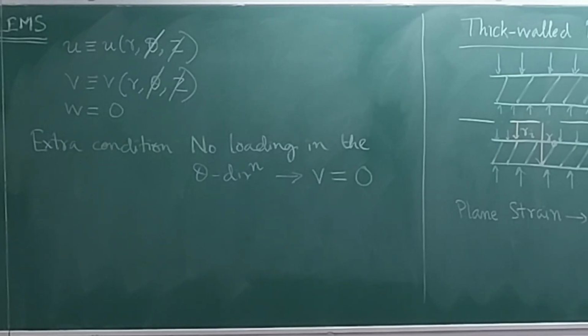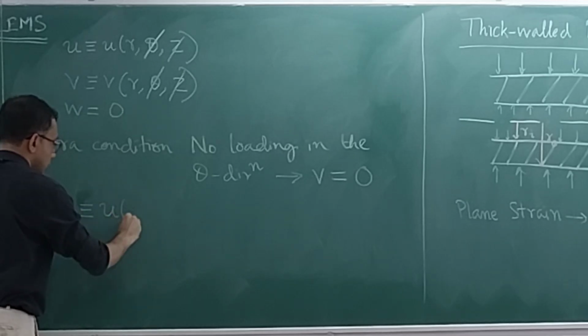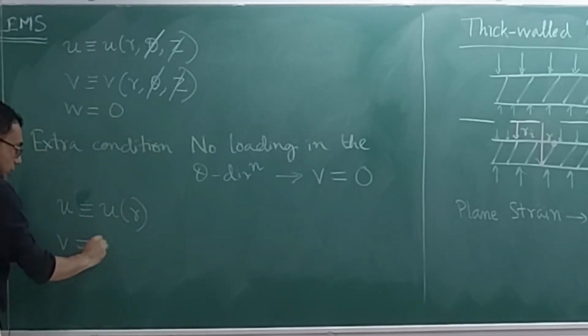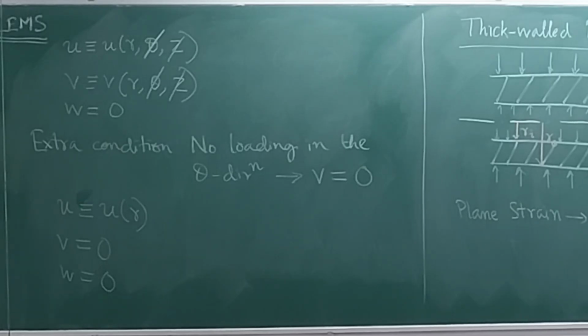Because there is no loading in the theta direction, we'll conclude that V is equal to 0. So it is unlike the torsion problem. Ultimately, all that stands in front of us is this: U as a function of R, V is equal to 0, W is equal to 0. See how beautiful it is. The non-dependence on theta was because of the axisymmetry condition. But you can have a V which does not depend on theta, but which itself is not 0. Absolutely, right?